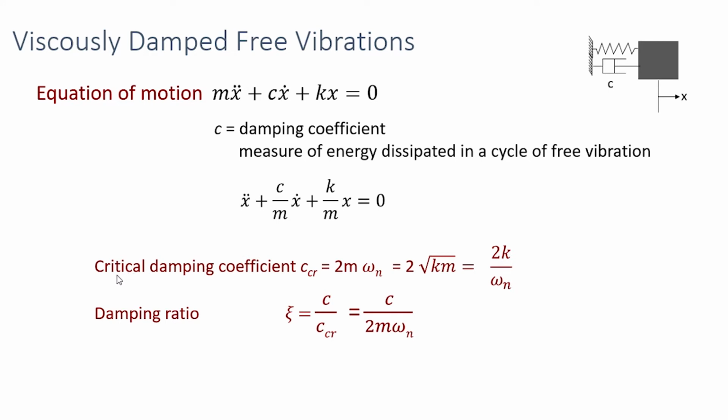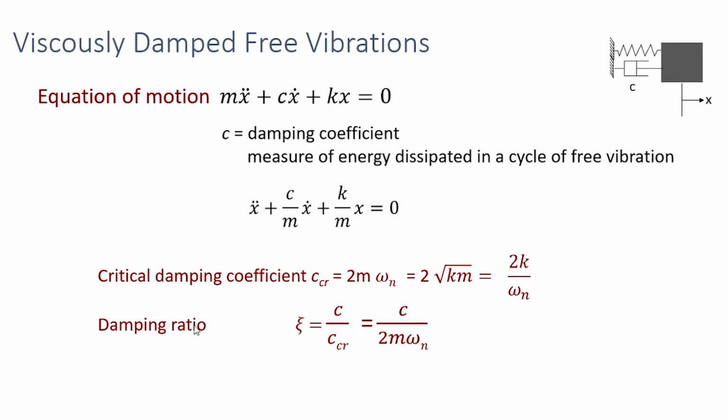Now we can define a critical damping coefficient, c critical, is equal to 2 m omega n. So this quantity is called the critical damping coefficient. We will explain the physical meaning of it later. Since omega n is equal to root of k by m, we can write it like this: 2 m omega n is equal to 2 square root of k m, and we can also write it like this, 2k by omega n. So we just defined a quantity called the critical damping coefficient.